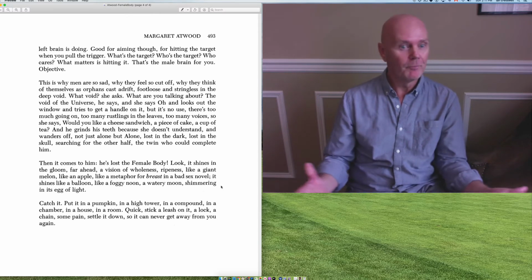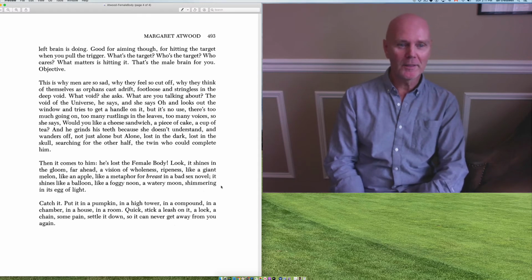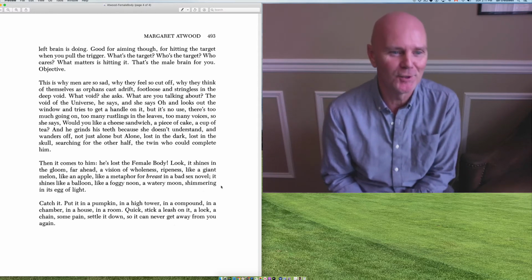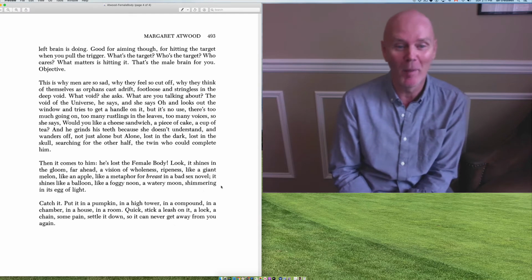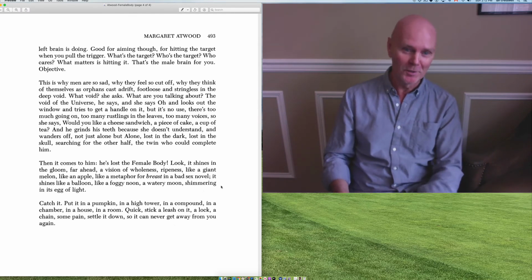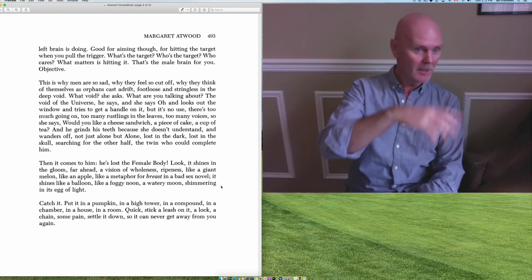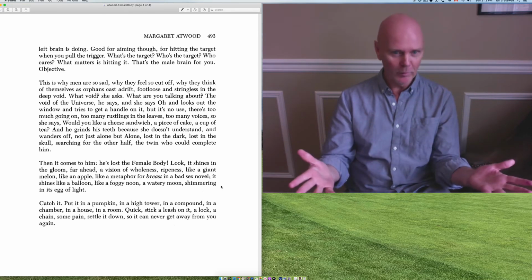And then it comes to him. He's lost the female body. Look, it shines in the gloom. Far ahead, a vision of wholeness, rightness, like a giant melon, like an apple, like a metaphor for breast in a bad sex novel. Guys, you get it now, all right? This is what she's doing. It's back to the beginning. It's metaphor for a simile, for a metaphor for a simile. She's just playing with that now.